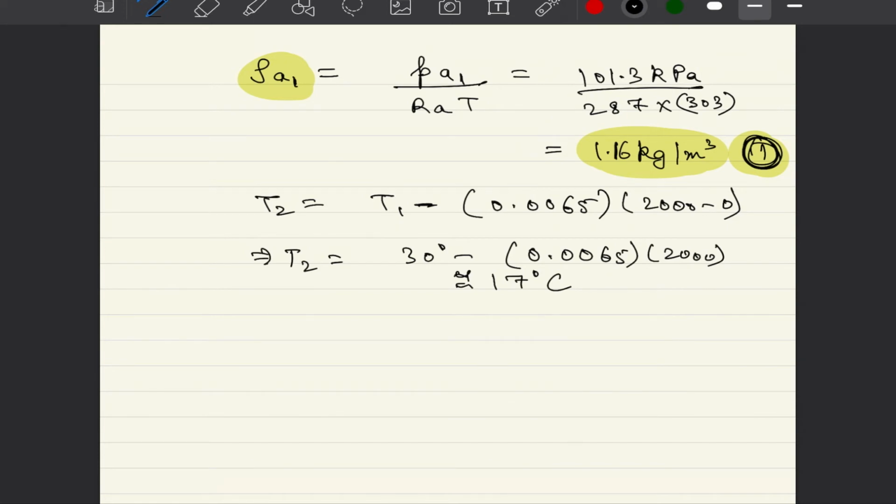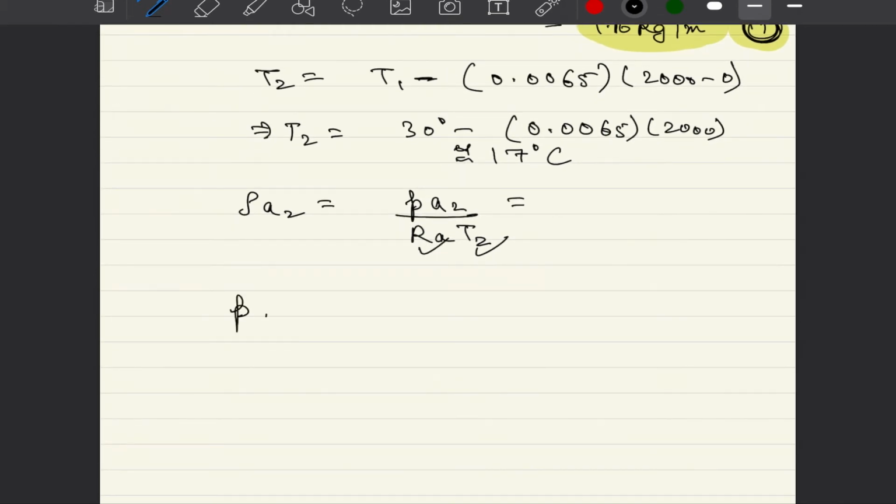Now that we know T2, we can calculate rho A2 as P_A2 divided by R_A T2. We know T2 and R_A, but we don't know P_A2. So P_A2 can be calculated from the function that we just derived, which is P1 into (T2 upon T1) raised to the power g upon alpha R_A, and substituting the values here.